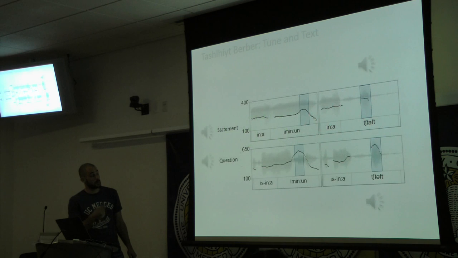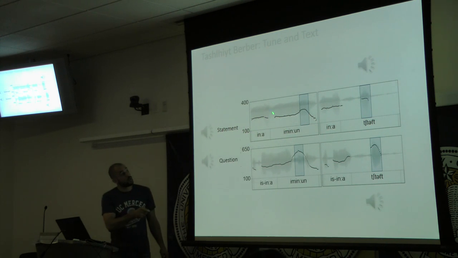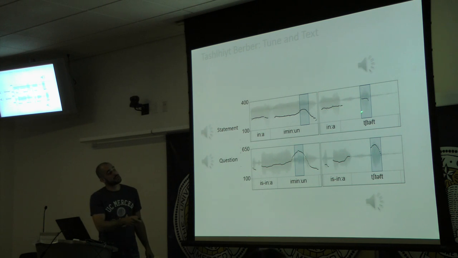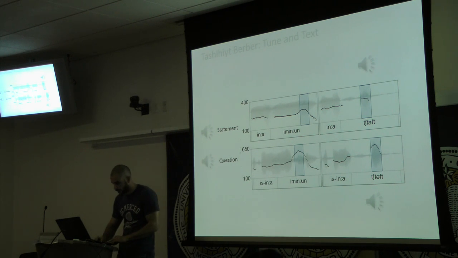So I'll give you a little bit more information about schwa. Here you have fully voiced contours, and on the right hand side you have the corresponding version with a voiceless word containing a schwa. So let's compare the statement. And now the question.